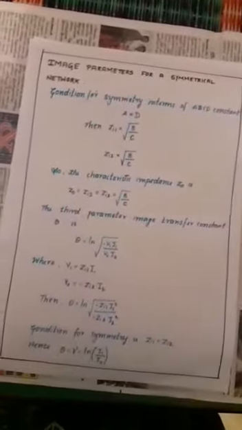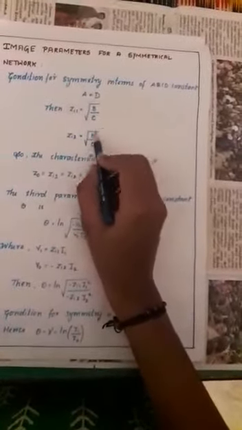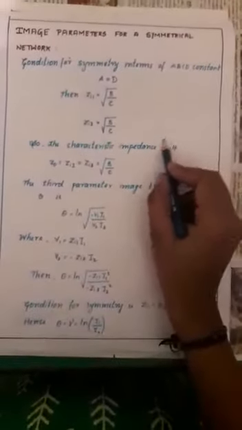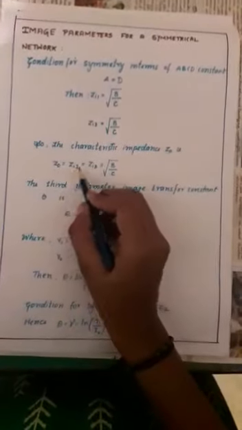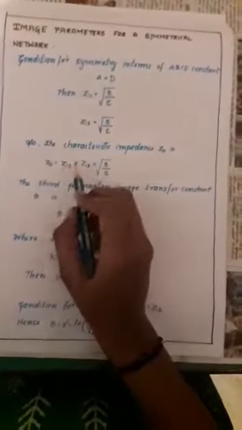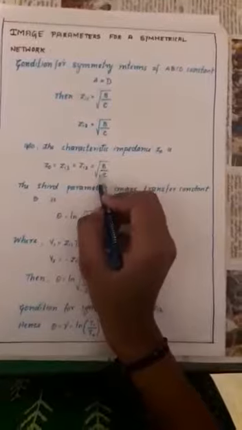Condition for symmetry in terms of ABCD constants: A equal to D. Then Zi1 equal to root of B by C. Then Zi2 equal to root of B by C. So the characteristic impedance Z0 is Z0 equal to Zi1 equal to Zi2. That is, the three terms are equal to root of B by C.